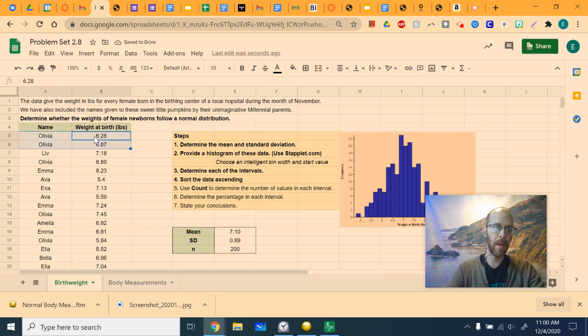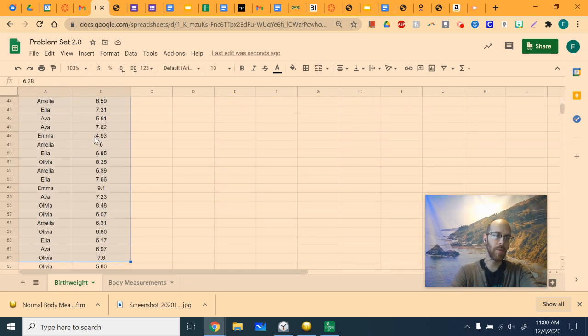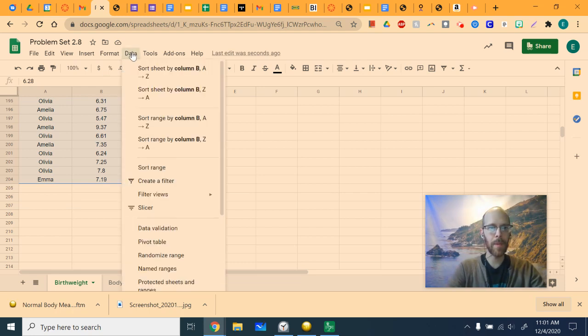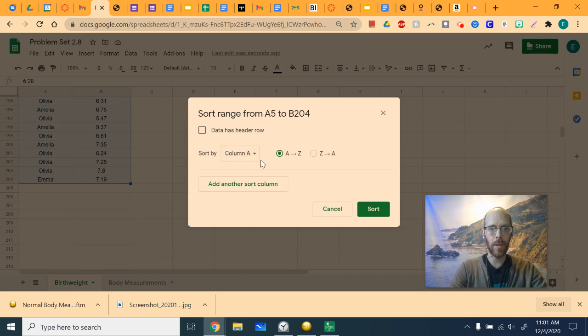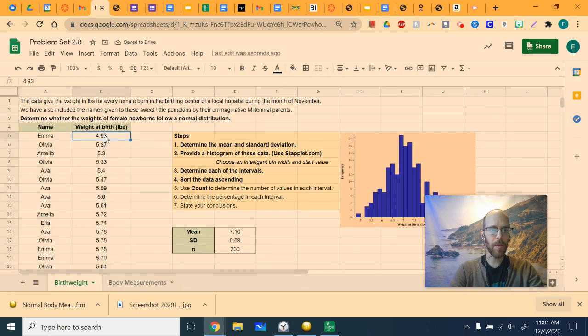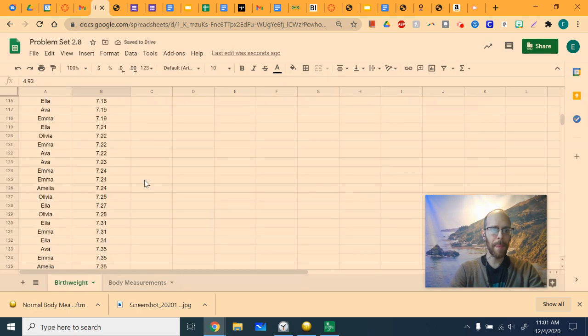a lot easier. So make sure that you highlight both column A and column B, because we wouldn't want to lose all the clever names that these girls have while we are sorting the data. Come on up here and tell it to sort column B from A to Z, which will be from least to greatest. Okay, so there's our smallest baby, Emma, and there's our largest baby, Ella.